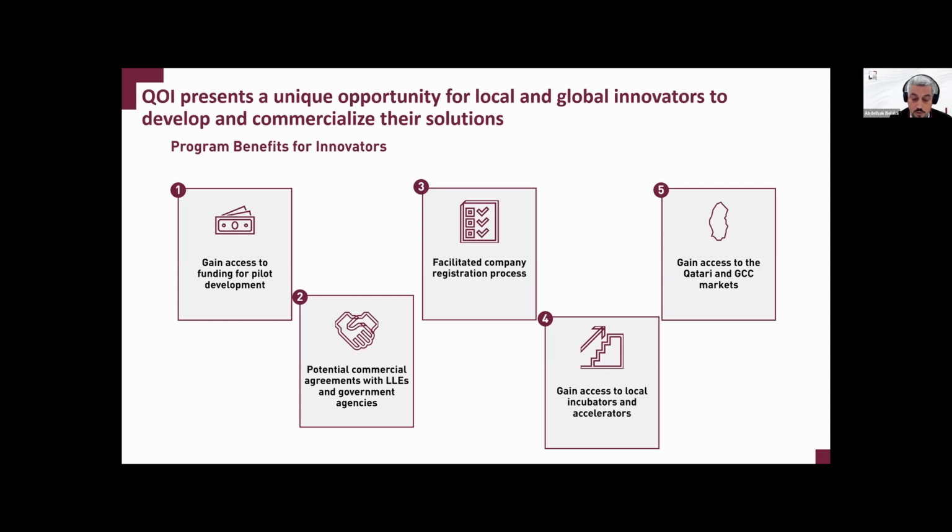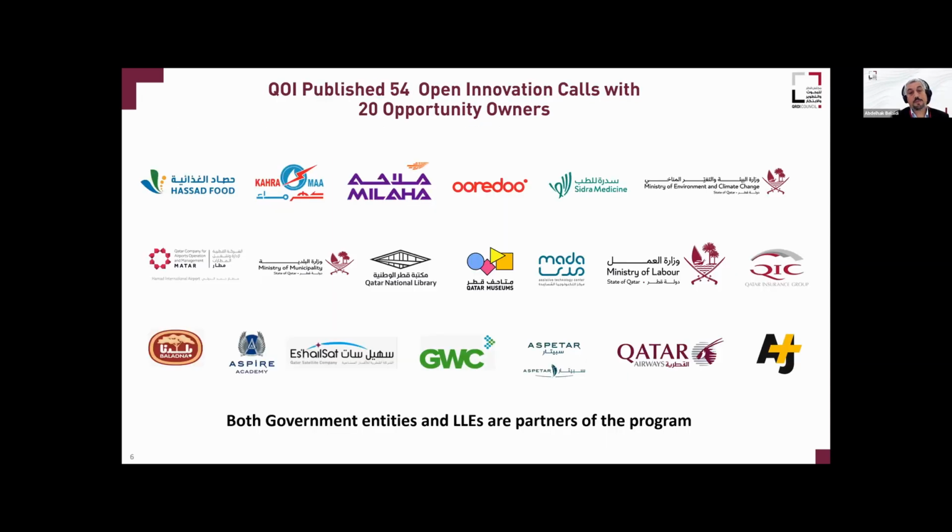Here are examples of the opportunity owners that we have worked with so far. As you can see, we have well-known companies like Qatar Airways, QIC, Milaha, Kahrama. These are worldwide known. We have regional ones like GWC, Ishelsat, and we have local ones like Baladna, Aspire, QIC, and the ministries. Today, we have a new partner, AG Plus, and I hope you will hear from them about what AG Plus is and what their need for technology is.